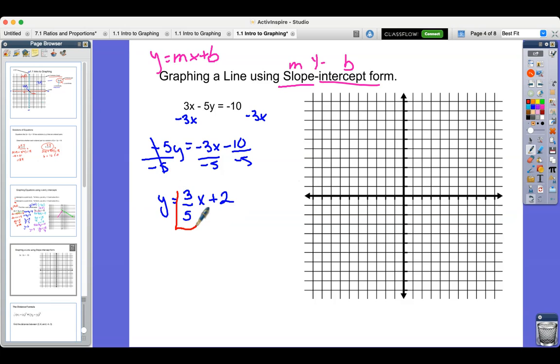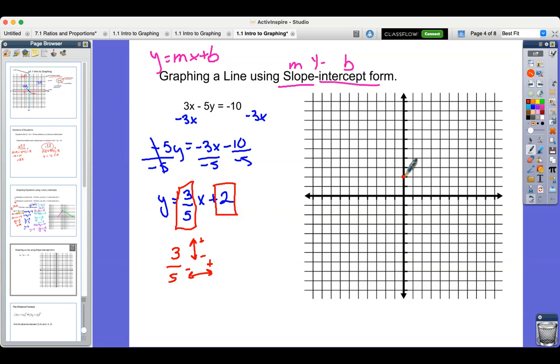We have our m, or slope, and our y-intercept. This tells us where to start: we set the y-intercept spot. The y-intercept is always on the y-axis, at the positive 2, 1, 2, right there. From that spot, we're going to do our slope. Our slope, 3 over 5, is what we call rise over run. It tells us how many to go up or down, down if it's negative, up if it's positive, and left or right, left if negative, right if positive. You have to do both, and then you make a point.